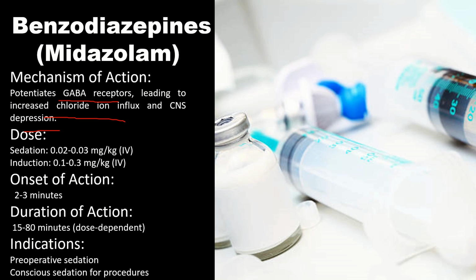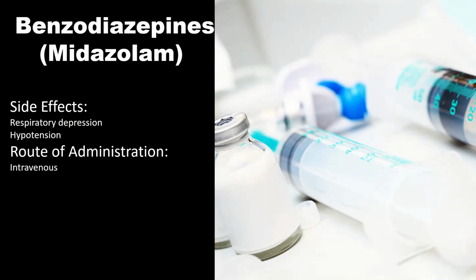For sedation, their dose is a little bit lower, 0.02 to 0.03 mg per kg, and for induction it is 0.1 to 0.3 mg per kg. It takes 2 to 3 minutes to start their action and lasts for 15 to 80 minutes depending on the dose. We can use midazolam for preoperative sedation and conscious sedation for procedures, and for anxiety too because this is an anxiolytic medicine. Their side effects are respiratory depression and hypotension, and the route of administration is IV. So another one is etomidate.